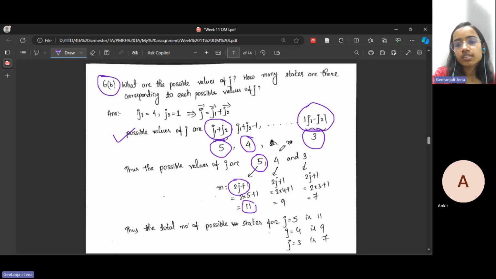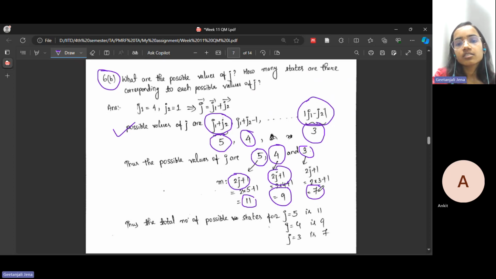Now for the fourth one, for J equal to 4, it will be 2 into 4 plus 1, so we will have 9 here. And for 3, it will be 2 into 3 plus 1, so the total will be 7. So that means the total possible values of J will be: for J equal to 5, it is 11; for J equal to 4, it is 9; for J equal to 3, it is 7.